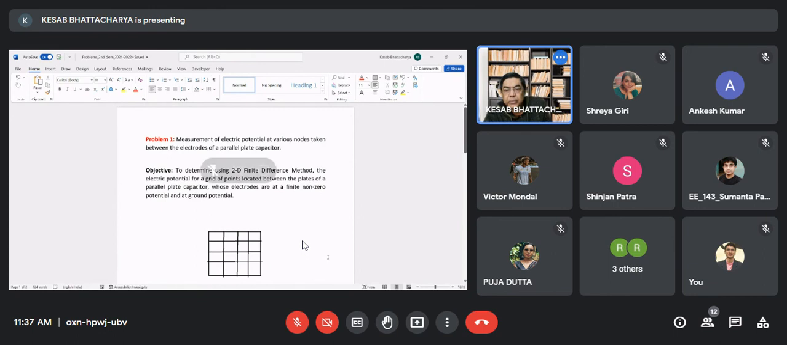Okay, then I'll send the PDF of these two problems to your group email ID right at this moment.